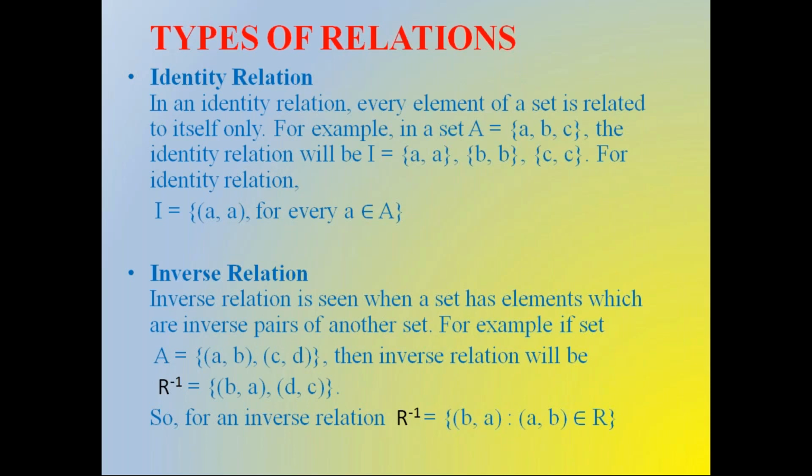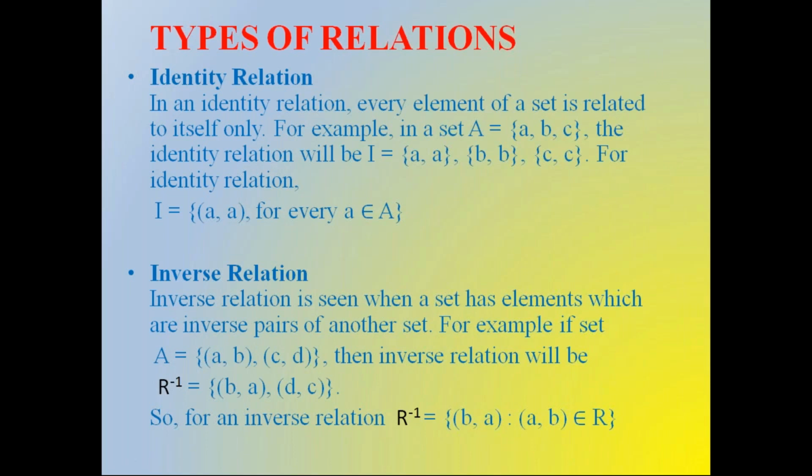Only for the identity relation, it must be satisfied for all the elements of the corresponding set. For the remaining relations, it is not necessary that all the elements of the set should satisfy it. Only for the identity relation, the ordered pair of each element appearing in the original set A must be present. Now, the second one is the inverse relation.